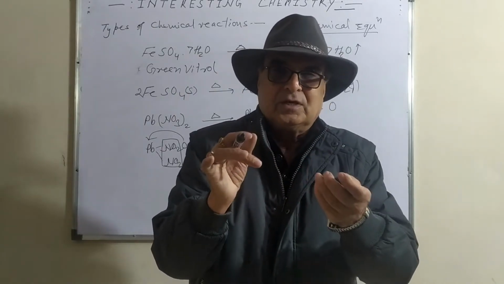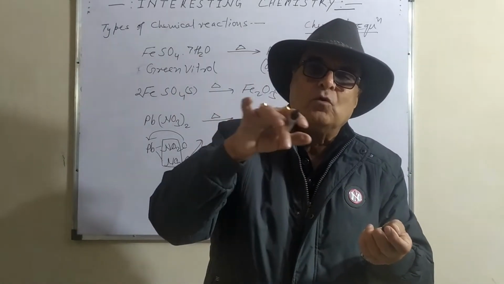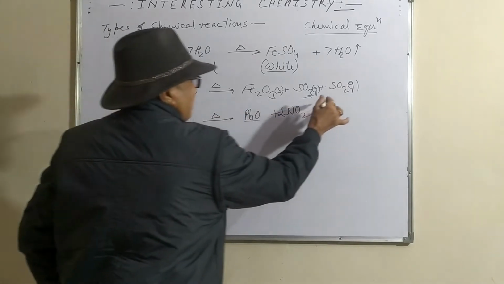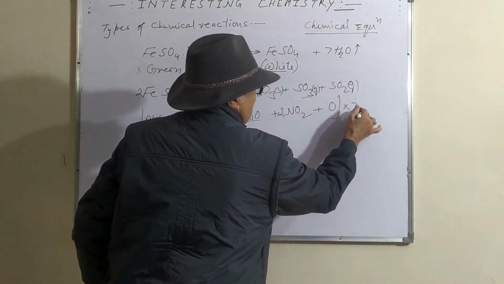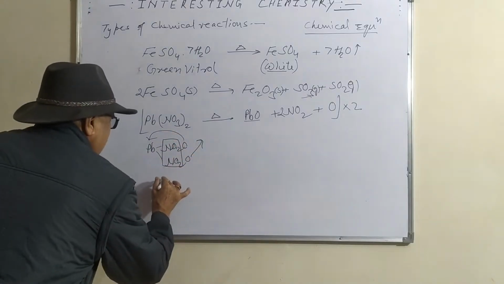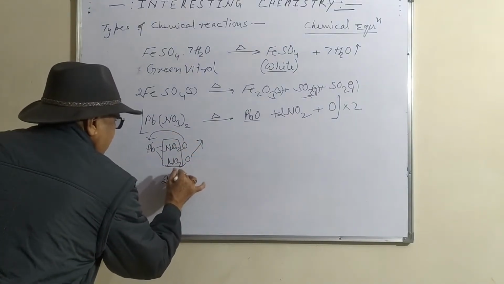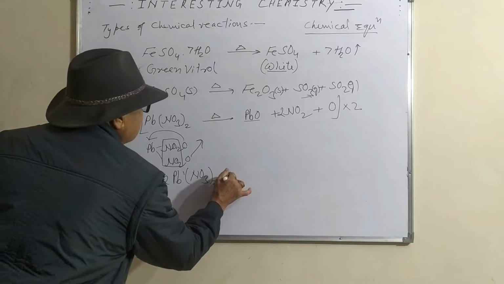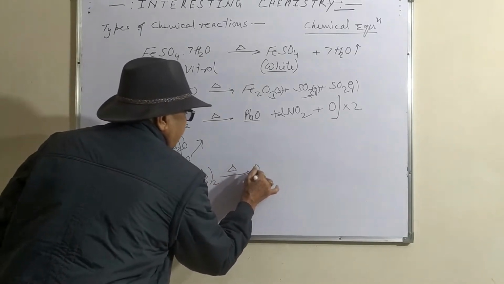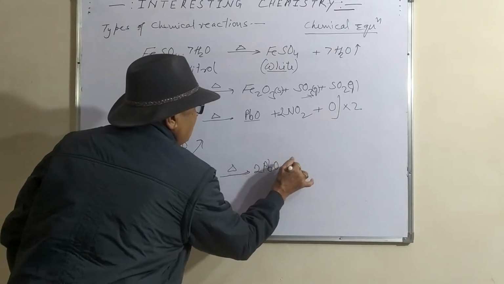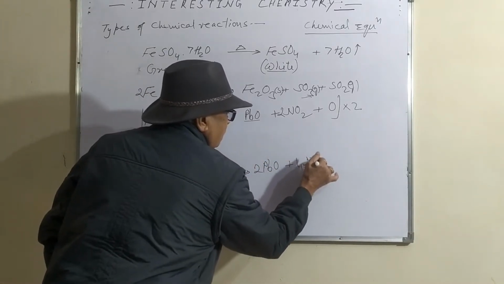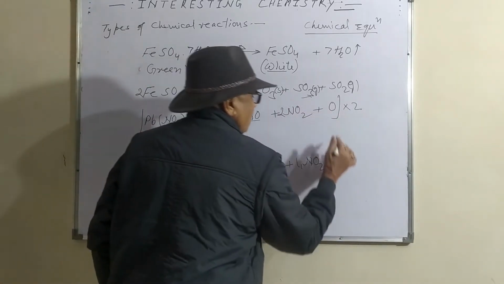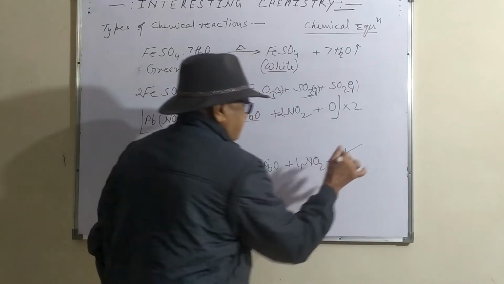Now we will convert this oxygen into a molecular form. So again we will multiply this whole equation with 2, and write the equation like this: 2PbNO3 gives 2PbO plus 4NO2 plus, when this oxygen is multiplied by 2, then 2O means O2. This is the balanced equation.